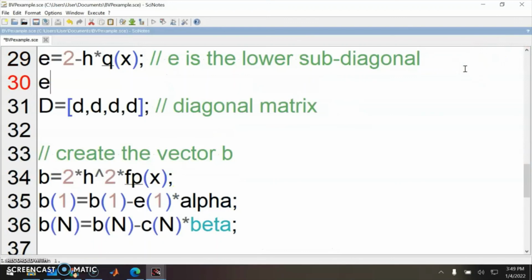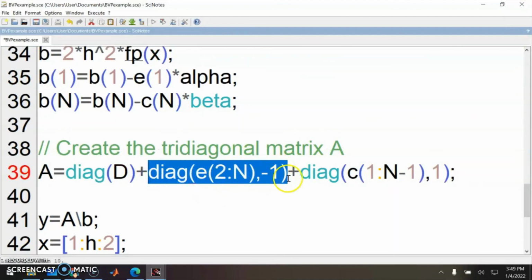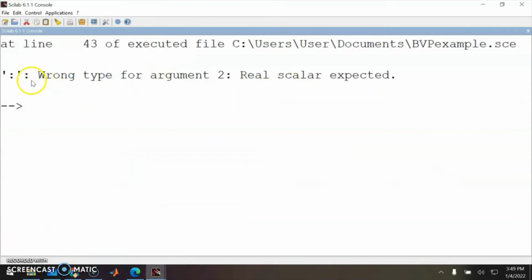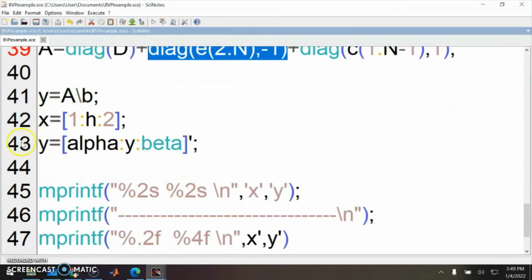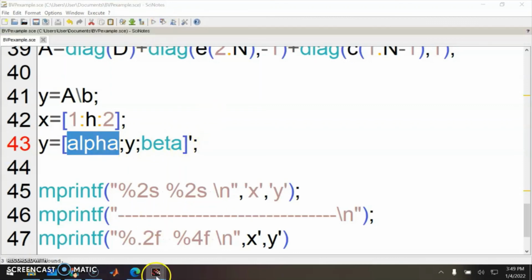This is not the best way to do this. So we say E are all these E entries, a vector. The subdiagonal E will just pick from all the lower subdiagonal entries when it comes to this E here. Okay, let's run this now. What happened? Okay, last mistake. Argument 2, line 43. Let's see what happened with line 50. Oh yeah, this should be a semicolon because we want to put all these entries for alpha, y, and b. Okay, let's run it now.